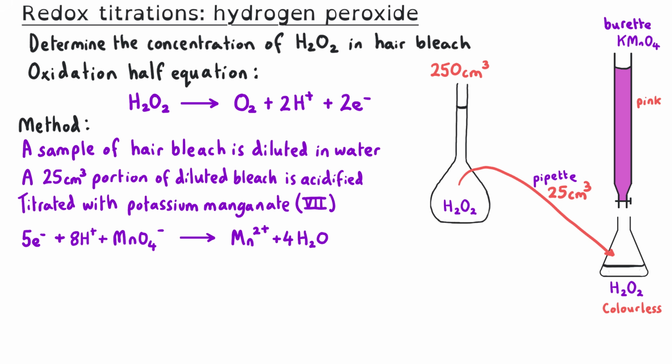The half equation for the manganate(VII) has 5 electrons being gained in the presence of hydrogen ions, which is why we acidified the conical flask before starting the titration. And we produce Mn2+ and 4 H2O.